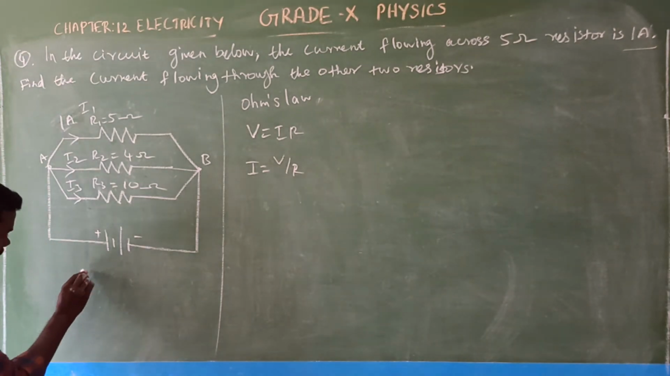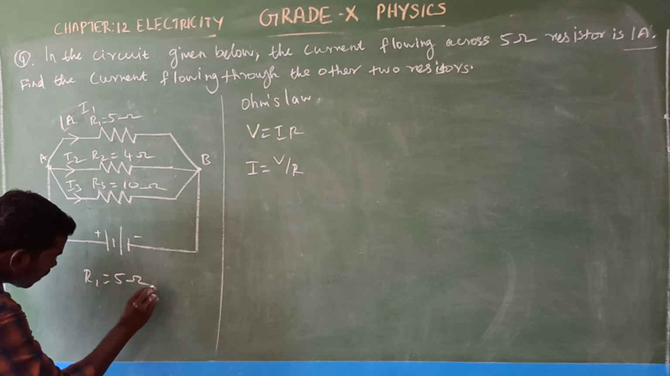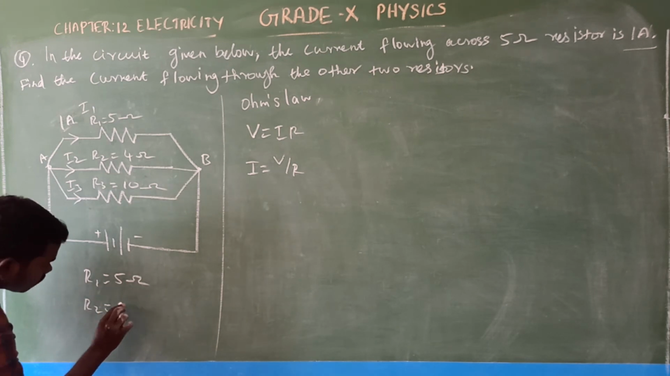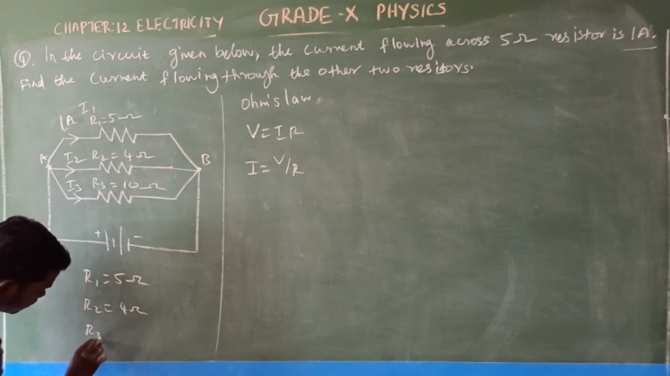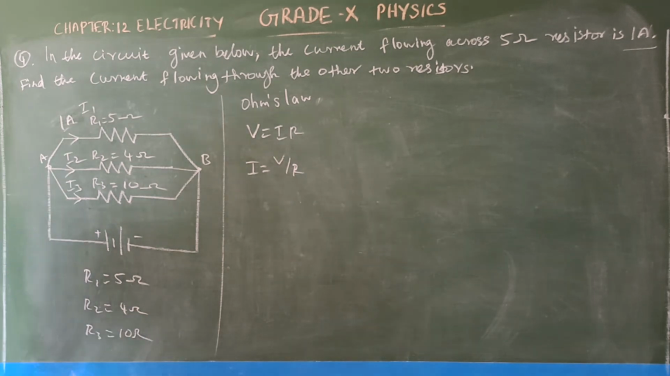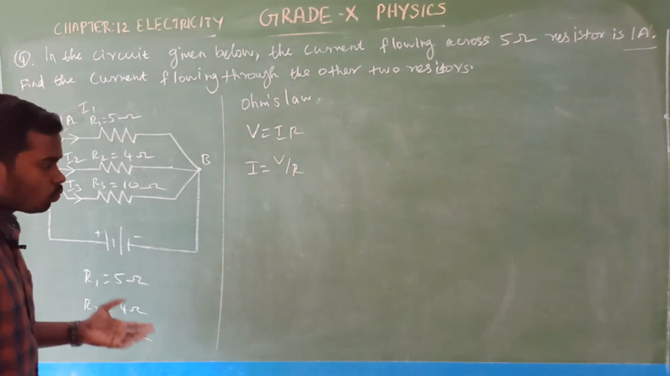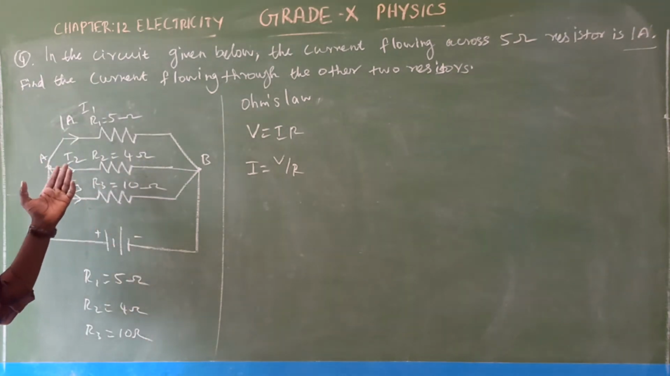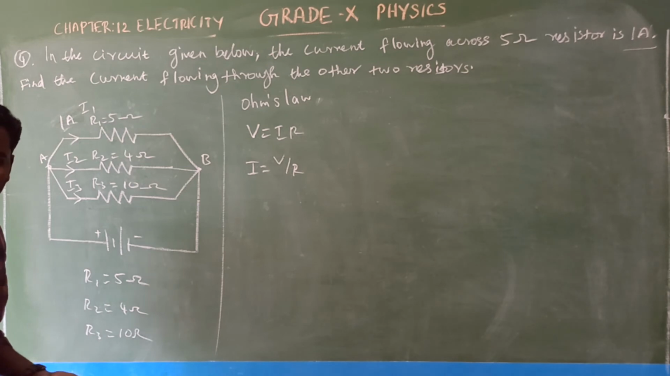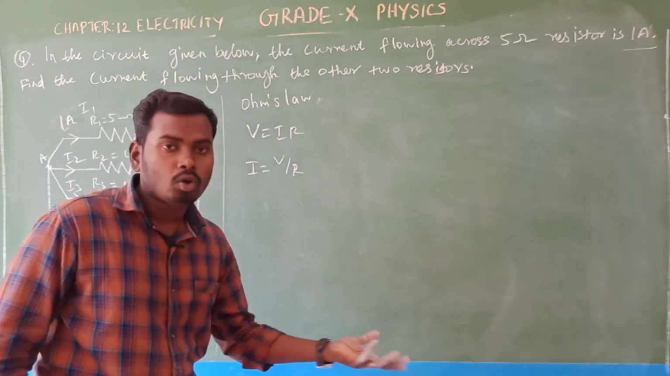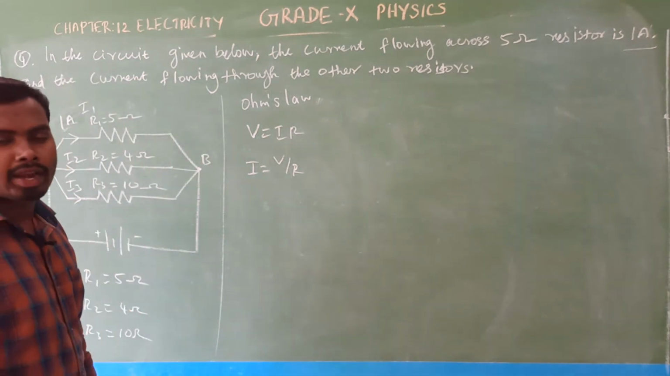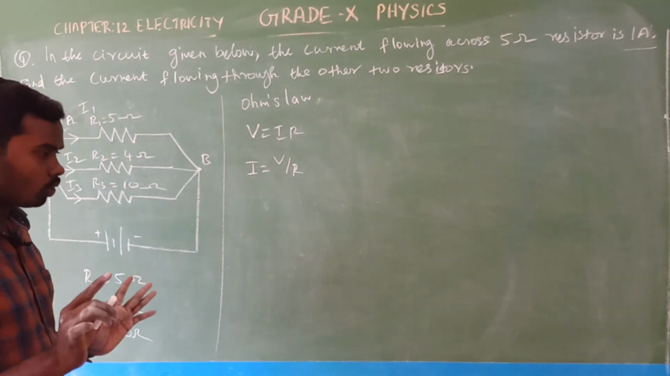Okay, so write R1. R1 is equal to 5 ohm, R2 is equal to 4 ohm, R3 is equal to 10 ohm. Look here. To find the current, we need the voltage value. So what is that voltage? How much voltage is there throughout the circuit? We don't know. First we need to calculate that, isn't it? Yes, look here.